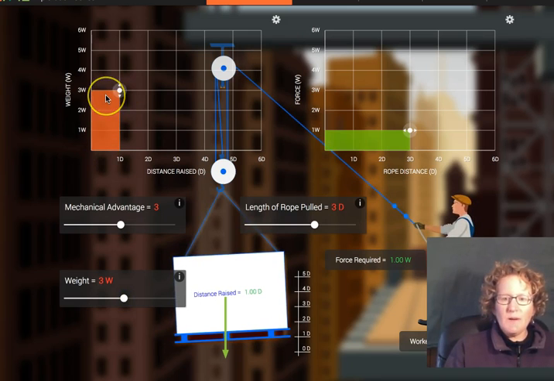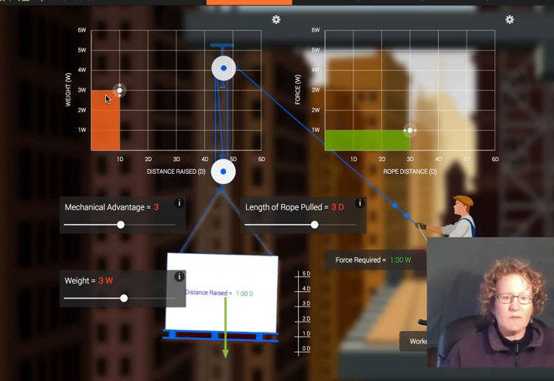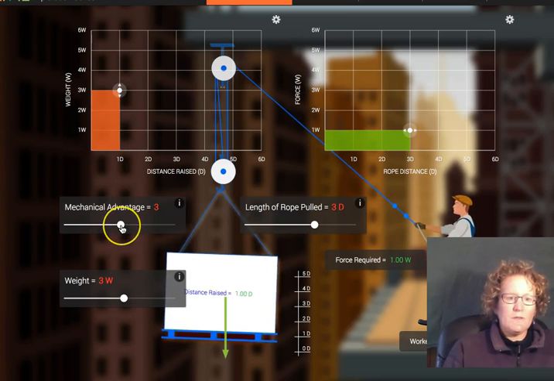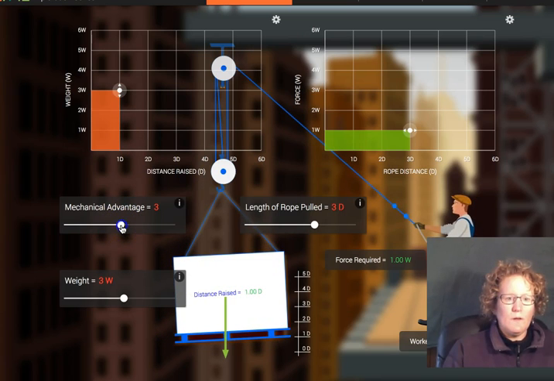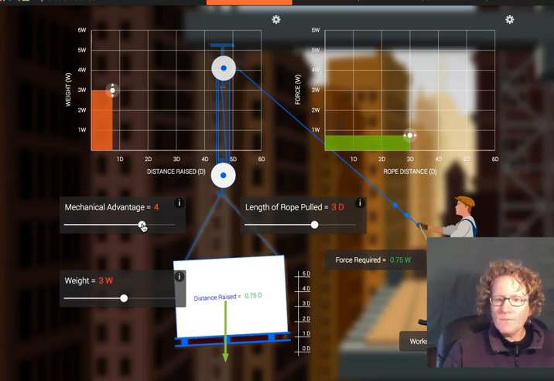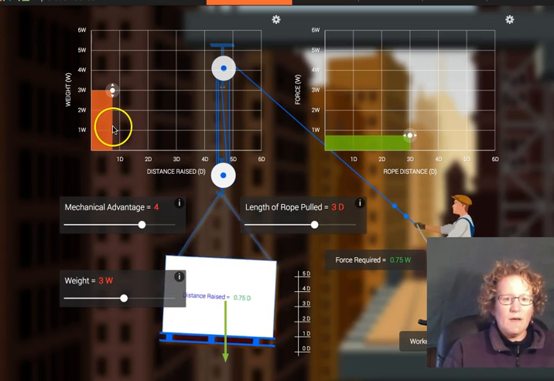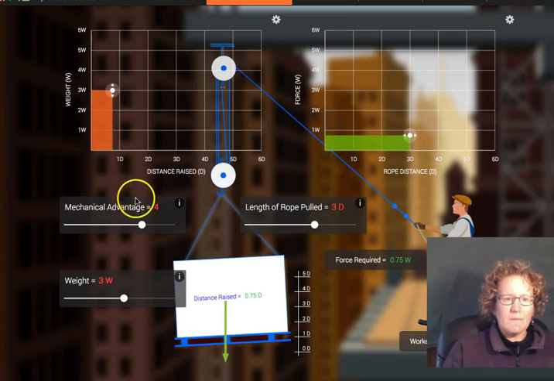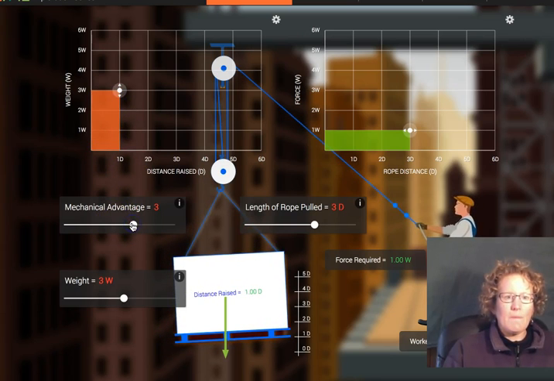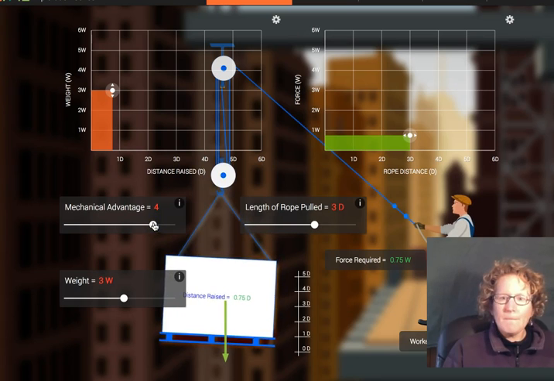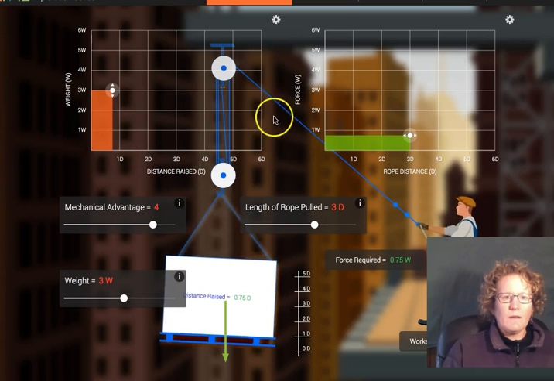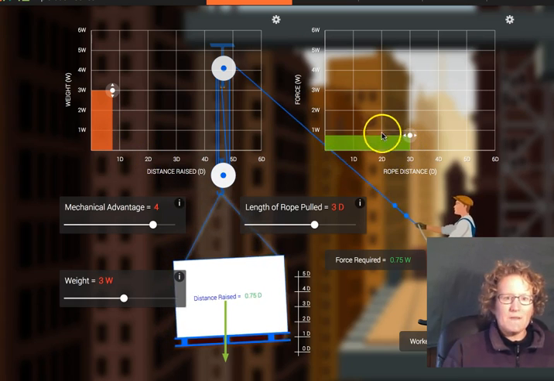Oh, look, those graphs get bigger because more work needs to be done because you have more weight to lift. Let's change the mechanical advantage to 4. Did that change the total work done? Not really. It just made the graphs slightly different shapes. Let's go back to, I made this graph taller and skinnier, and this graph a little bit skinnier as well.